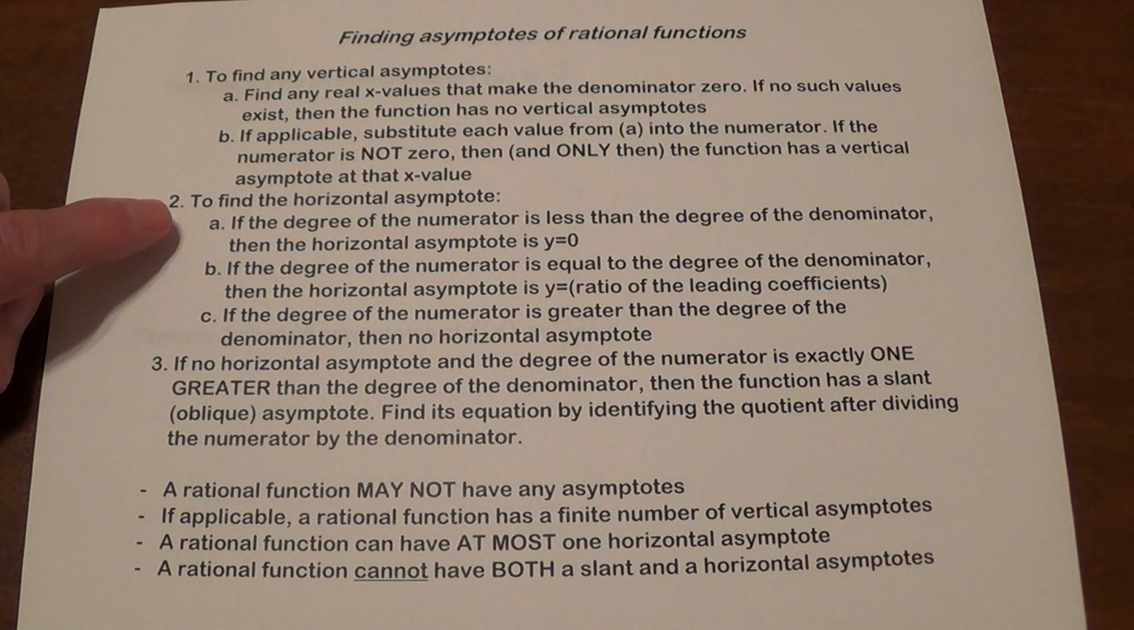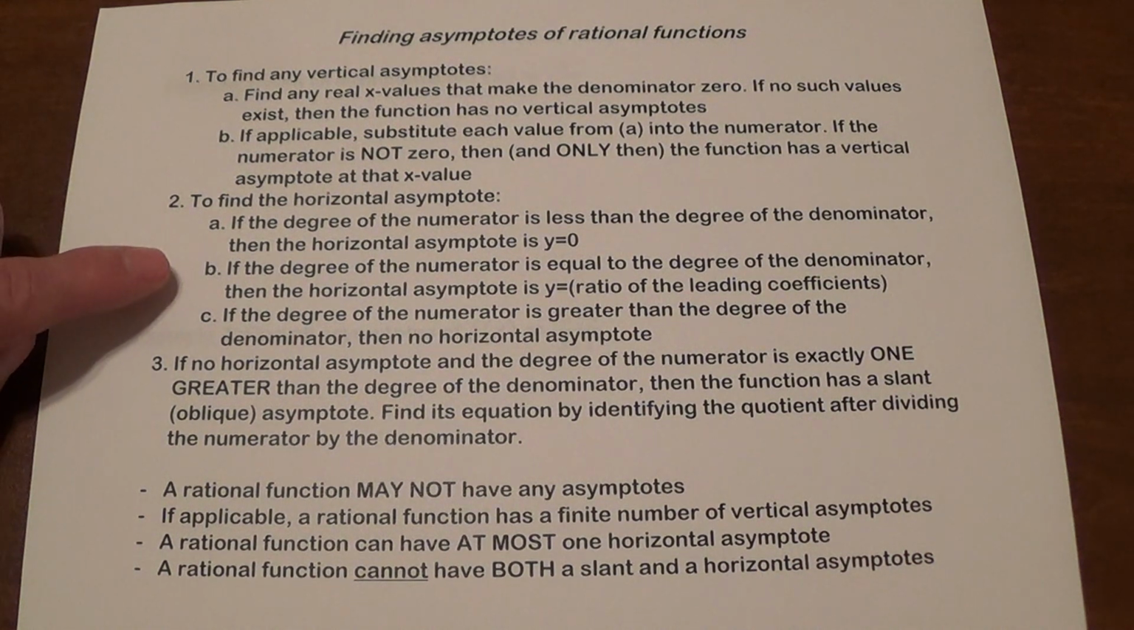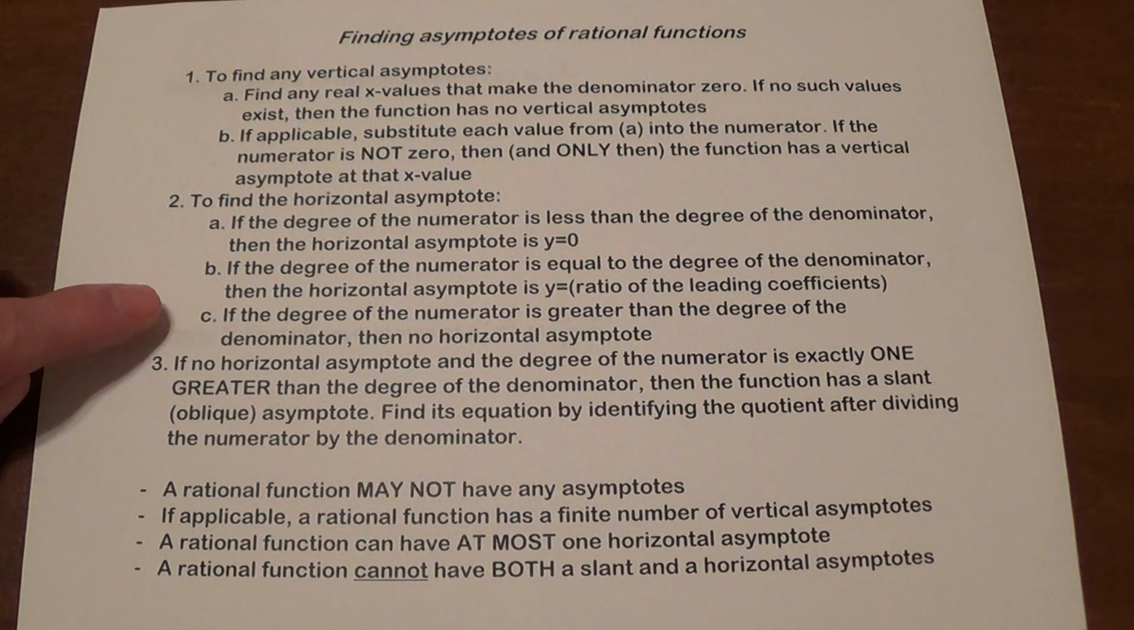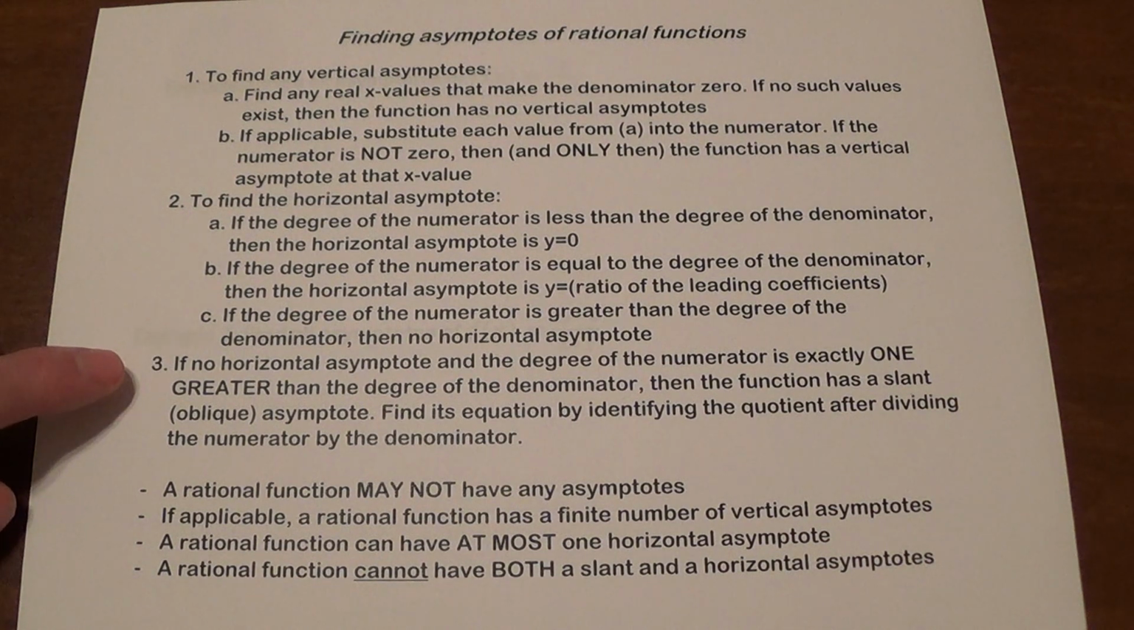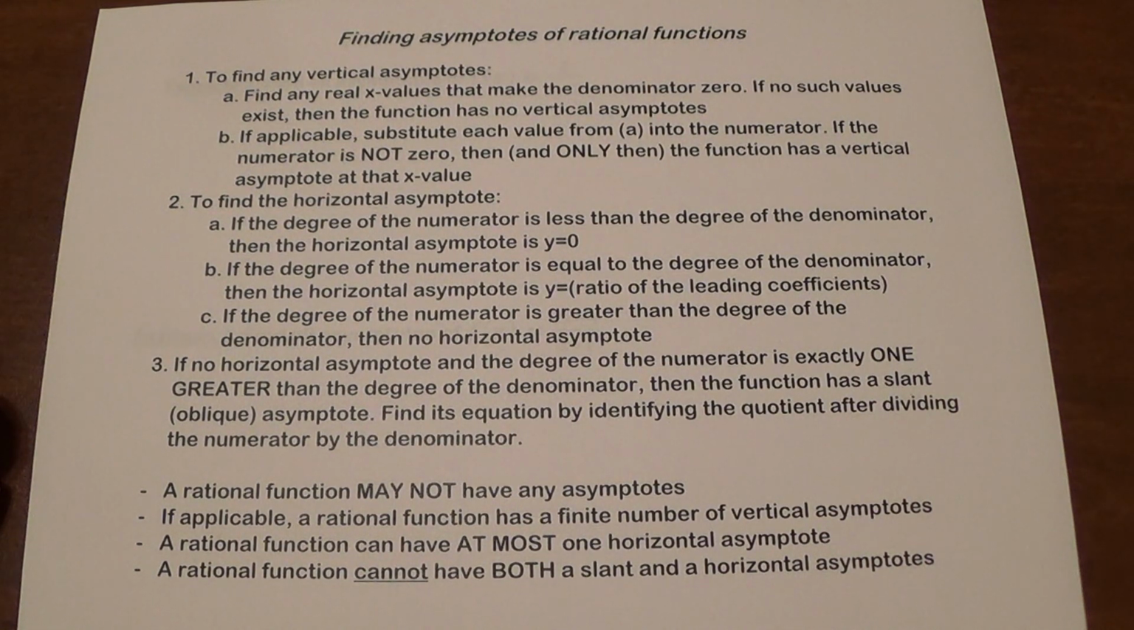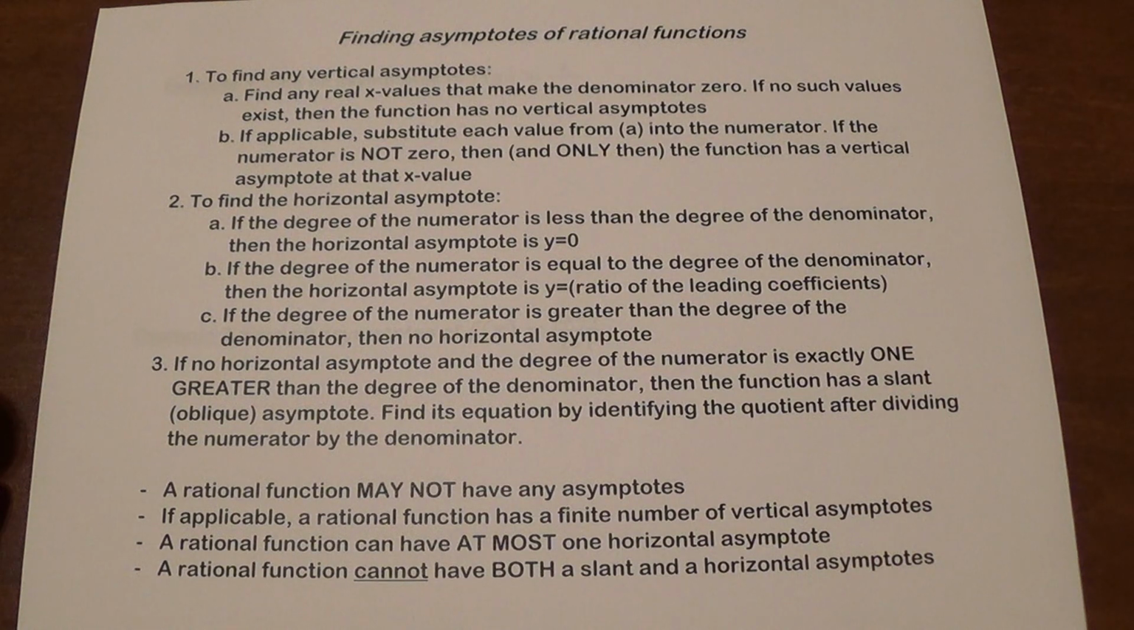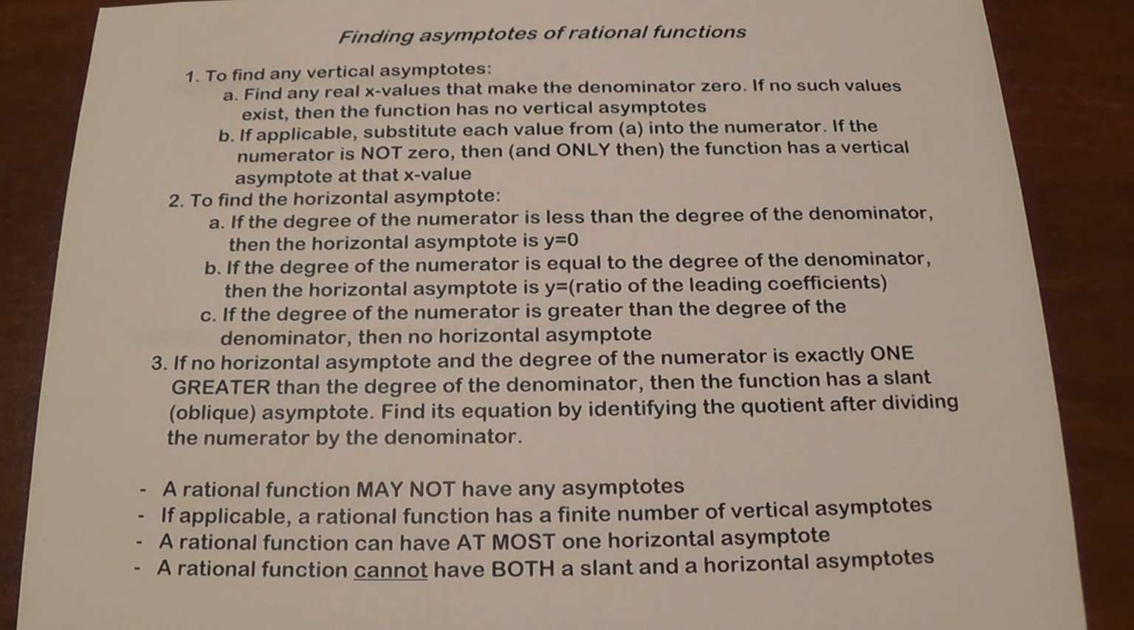To find a horizontal asymptote, if the degree of the numerator is less than the degree of the denominator, so the degree on top is less than the degree on the bottom, then it's going to be y equals 0, a horizontal line. If the degree of the numerator is equal to the degree of the denominator, then it's the ratio of the leading coefficients of the two polynomials. And if the degree of the numerator is greater than the degree of the denominator, then there is no horizontal asymptote. However, if the degree on top is exactly 1 greater than the degree of the denominator, then it has a slant or an oblique asymptote. You divide one polynomial by the other and look for the quotient.